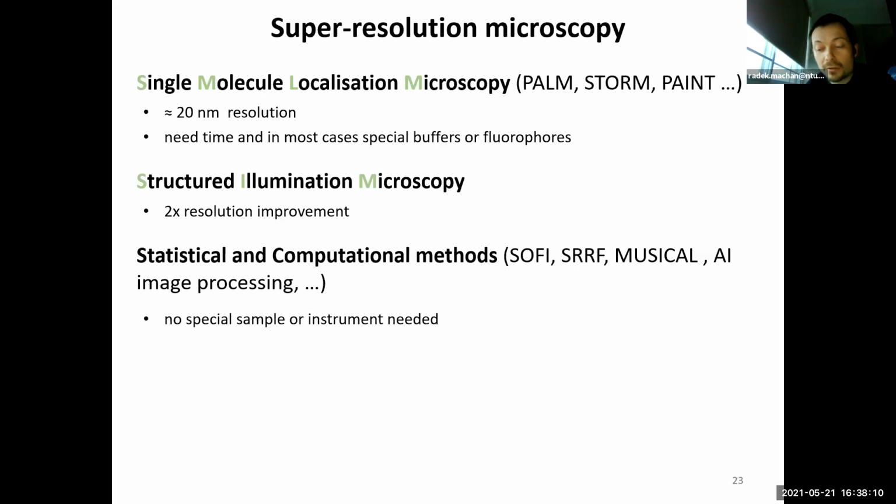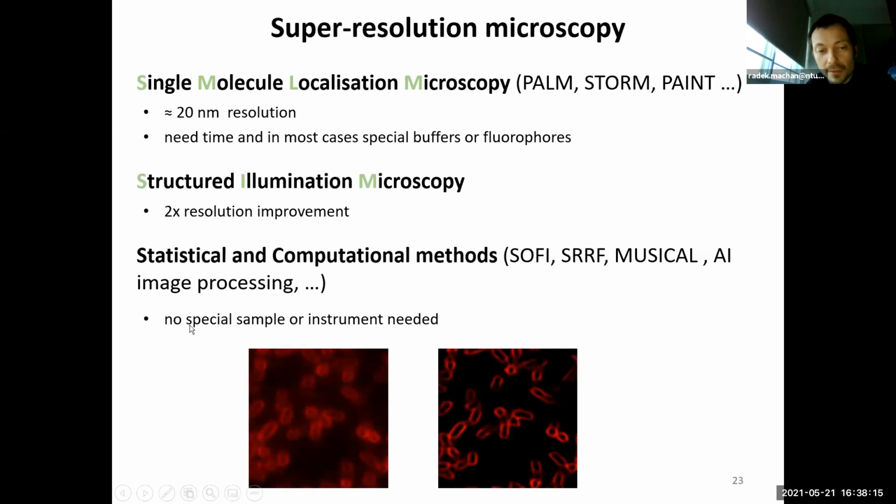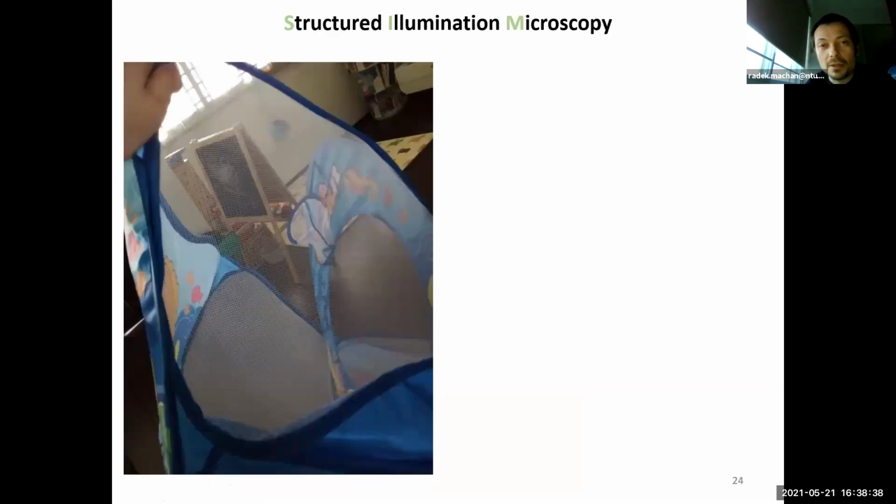Deconvolution, image deconvolution also could be part of this. They typically don't require any special sample. They can be acquired on most microscopes, and depending on the type of the technique, you might get even better improvement than SIM, possibly, or similar. It's just an explanation how SIM works, just to give you an idea.